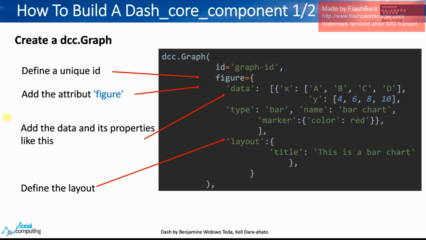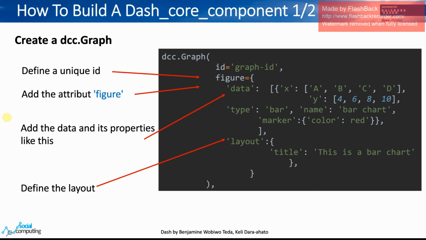This is, for example, how you can proceed if you wish to add a bar chart in your app. You will need to create the Dash core component dcc.Graph. So you declare it like in the code, then define its attributes. Your graph must have a unique ID and the data to visualize, which is stored in the attribute figure.